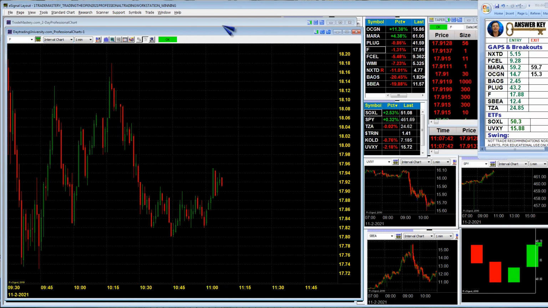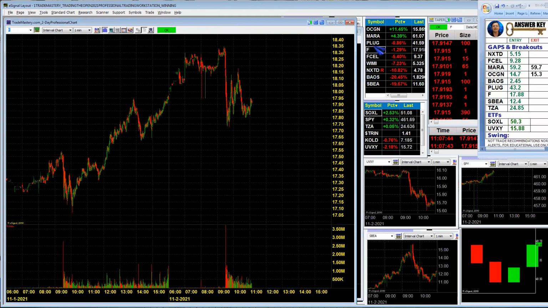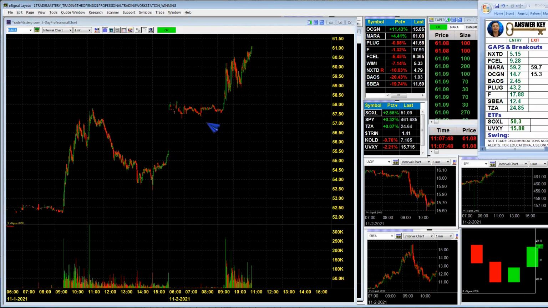I like 2-day high gap continuation plays, like Marathon, boom, like this. So the main criteria is I want volume of at least 1 million shares a day, or for day trades, at least 15,000 shares per minute is absolutely, positively critical.